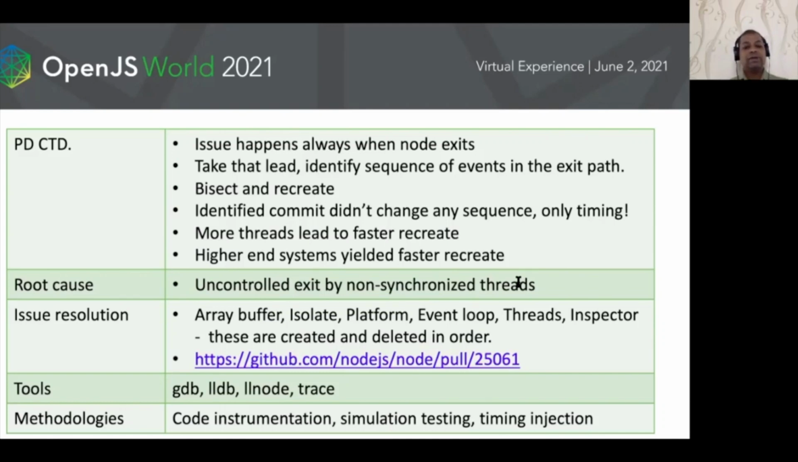One of the problem determination techniques that we learned and applied in this scenario is called timing injection. So timing injection essentially involves adding sleep delays between activities where we suspect the presence of multiple threads which can cause issues. So basically, widening the timing window in an artificial manner and leading to simulating race conditions.